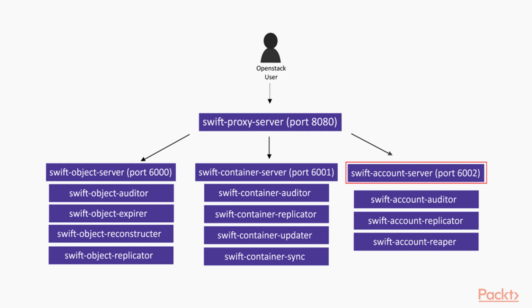Swift Account Server handles the listing of containers within a particular account. The listings are stored as SQLite database files. Swift Account Auditor, same as the Swift Container Auditor, only with the account SQLite database files. Swift Account Replicator, similar to Swift Container Replicator, only with account SQLite database files. Swift Account Reaper removes accounts that have been marked for deletion by an OpenStack administrator. That's all you need to know about Swift.